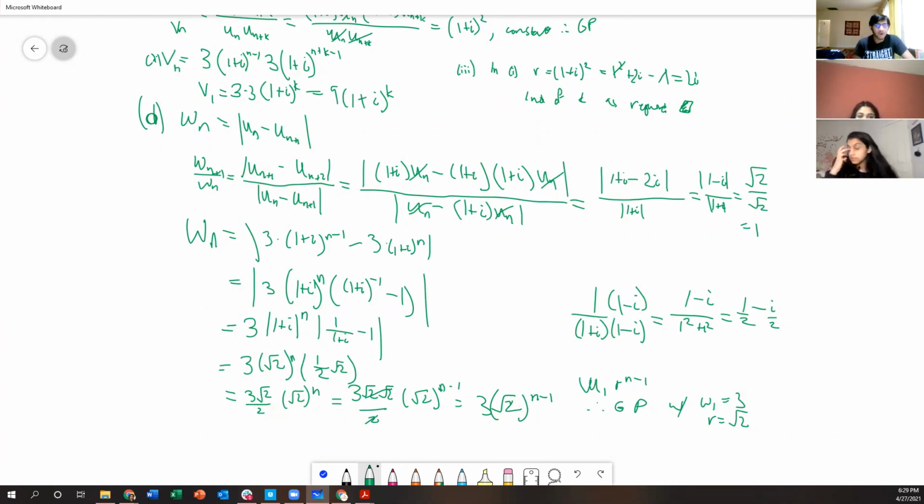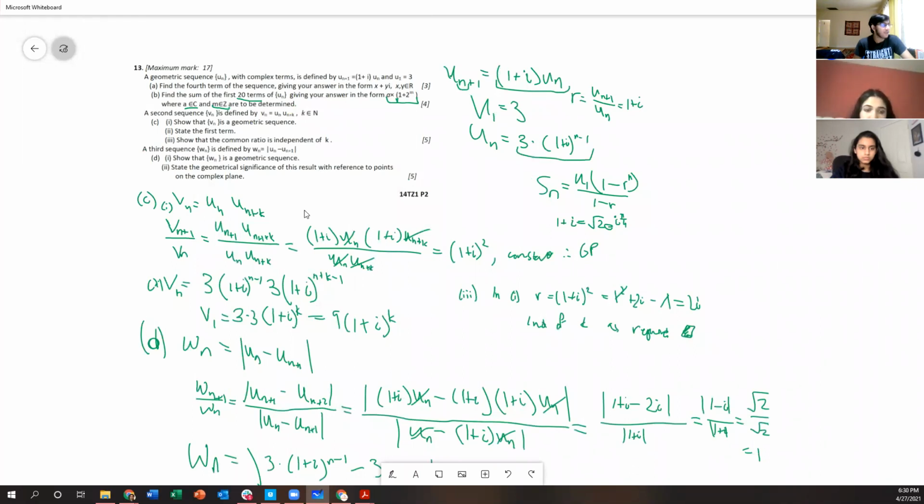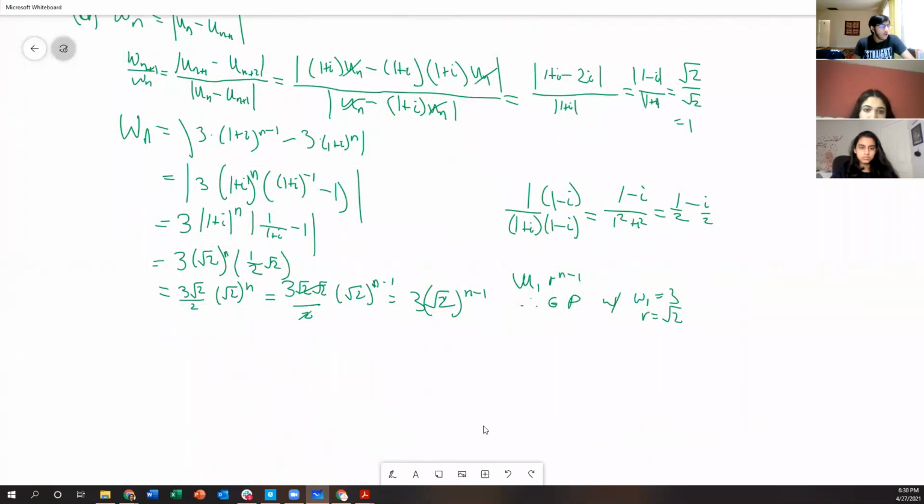And finally, the last part of this question is a more conceptual question, I think. And it asks, state the geometrical significance of this result with reference to points on the complex plane. Okay, what's the geometric significance of this result? Well, that means, okay, what is Wn? Wn is u sub n minus u sub n plus 1, and I'm taking the modulus, which is like the difference, like the distance, right?